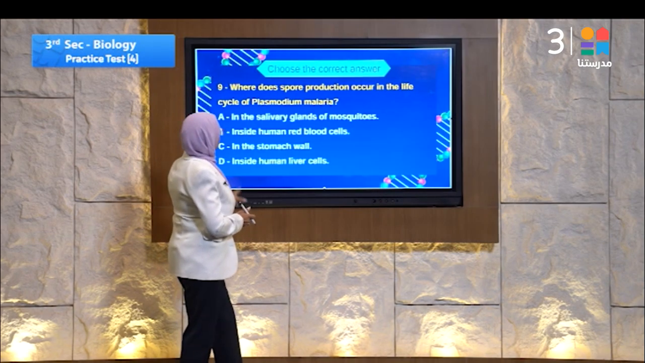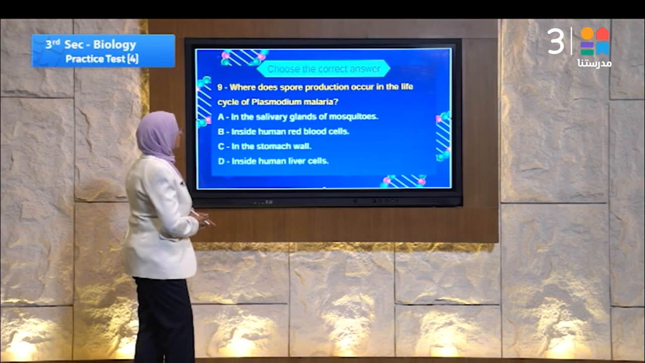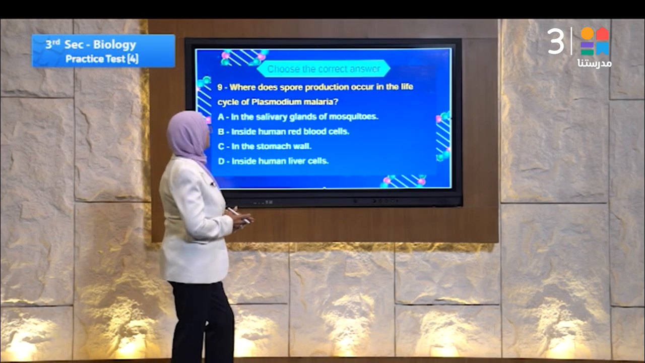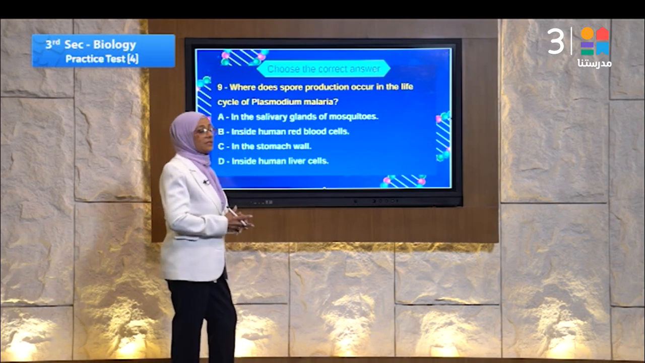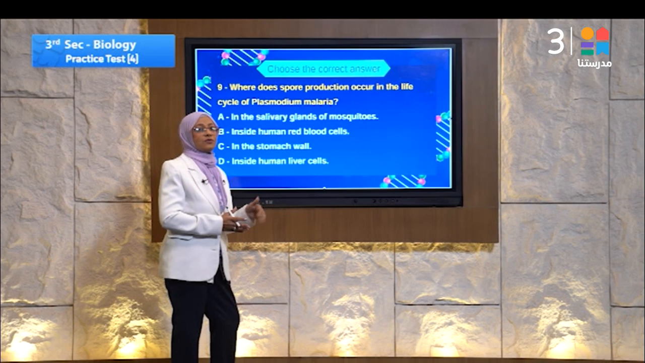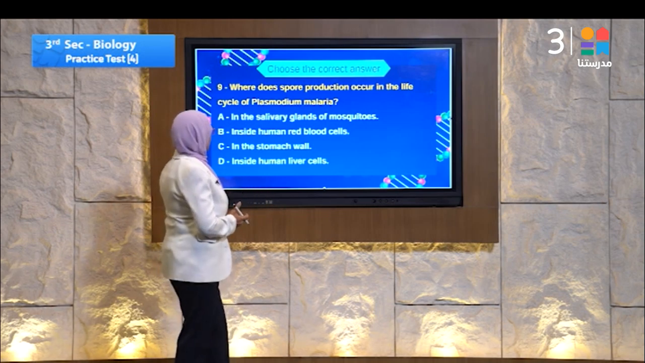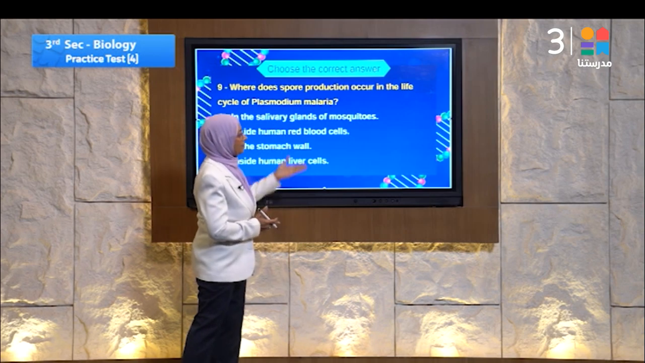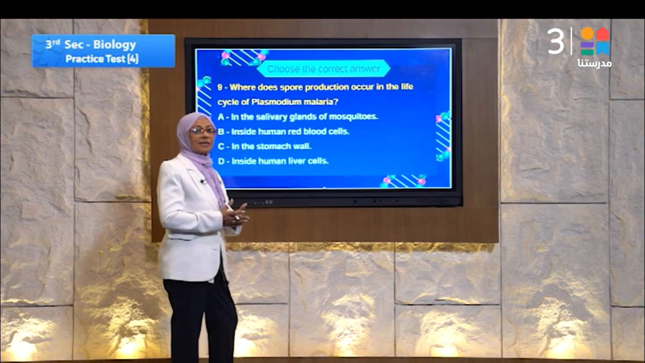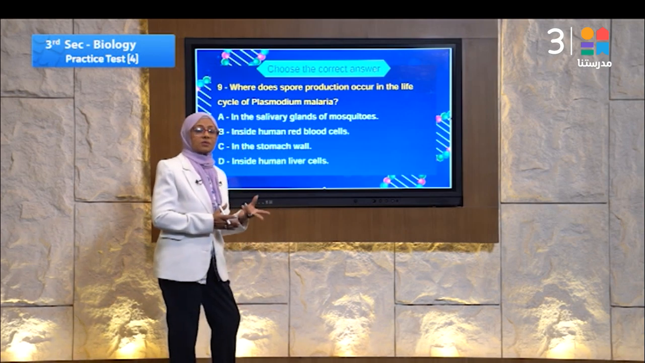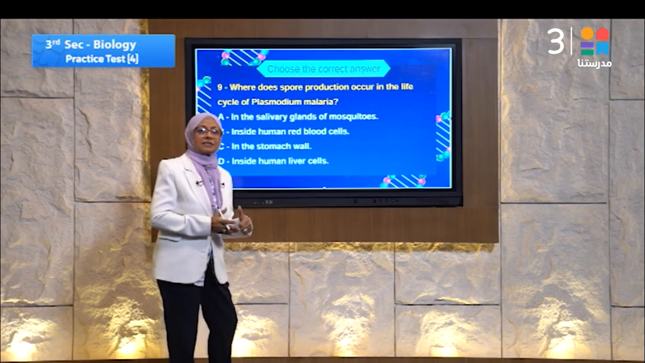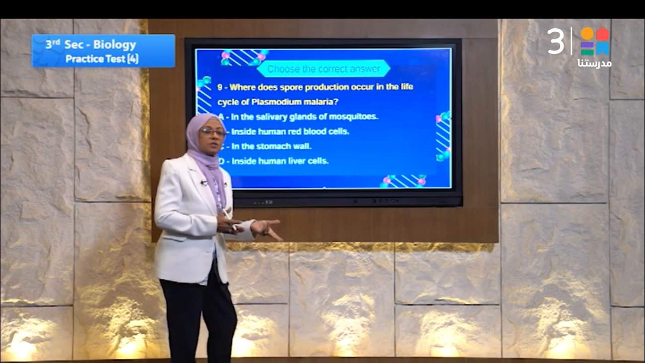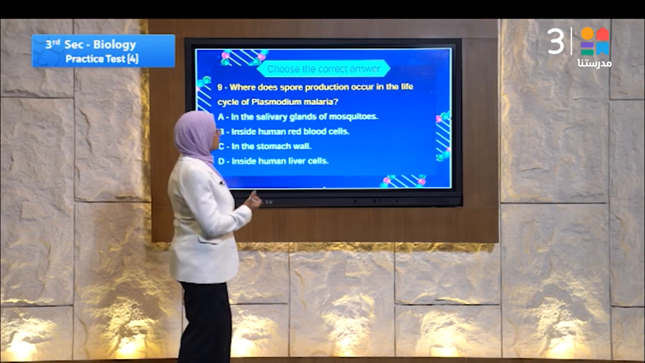Let's go to question number 9. Question number 9 speaks about the production of spores again. But the spore here is not for the bread mold. The spore here is of Plasmodium malaria. Plasmodium malaria has 2 hosts. The first one is the human being and the other one is the mosquito. So let's read the question.